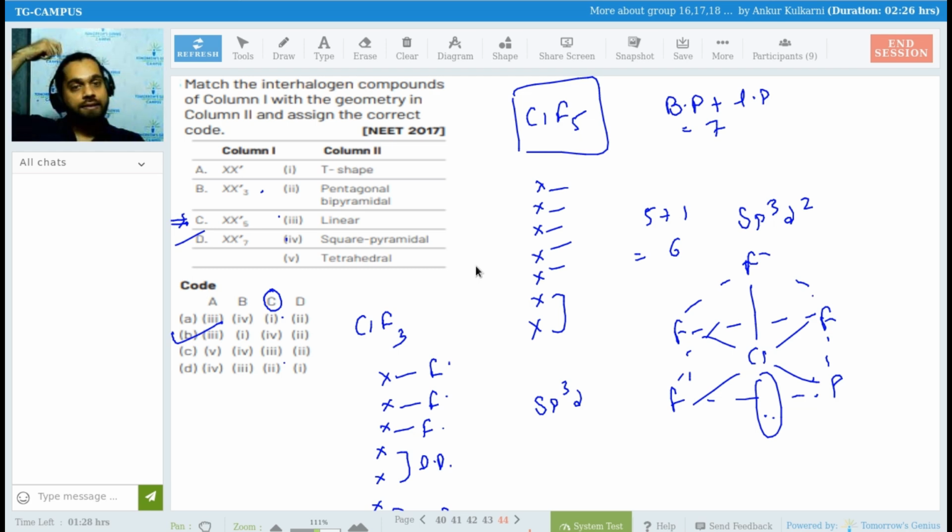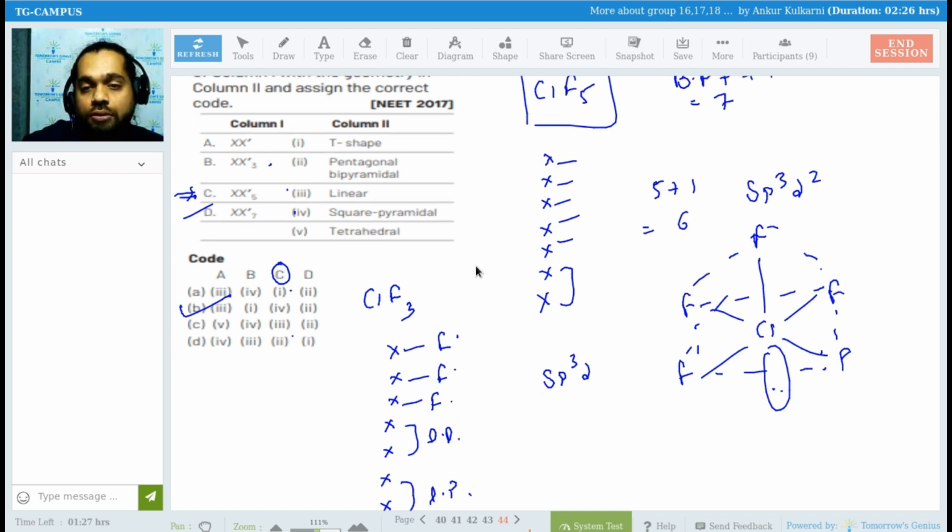Okay, so we have ClF3, sp3d, it is PBP. Options are incorrect. It should be linear. So I have TBP. So first I'll draw it on axial. So I have Cl, F.